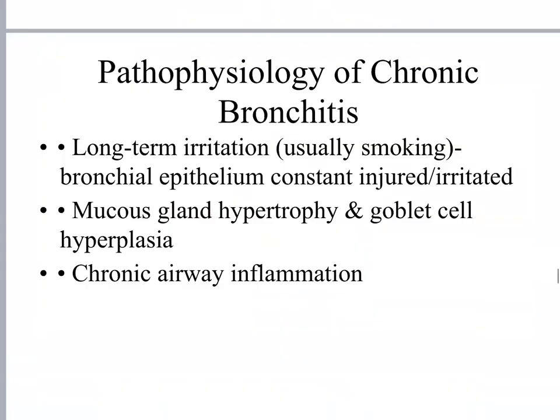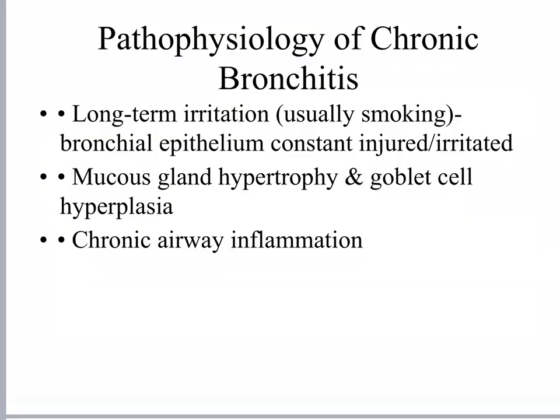Let's move into chronic bronchitis. Chronic bronchitis is like acute bronchitis in that there's mucus overproduction, but this is long term. And this is very, very much tied to cigarette smoking. This long term irritation, typically from cigarette smoke, is going to affect the bronchial epithelium. So there is injury and irritation of the bronchial epithelium from that chronic exposure.